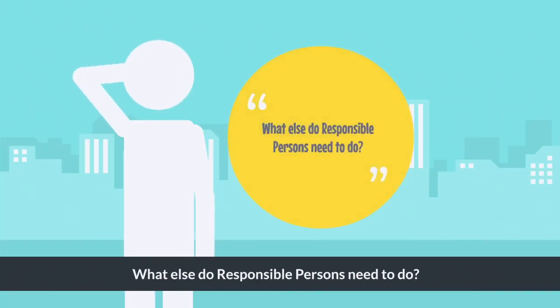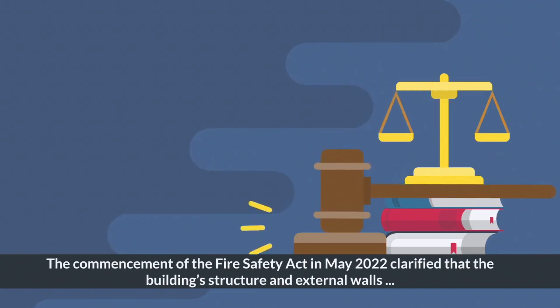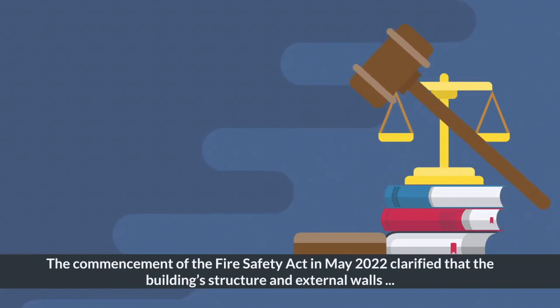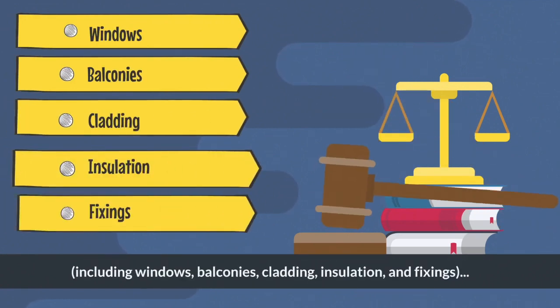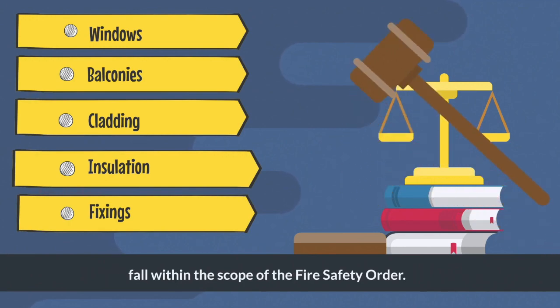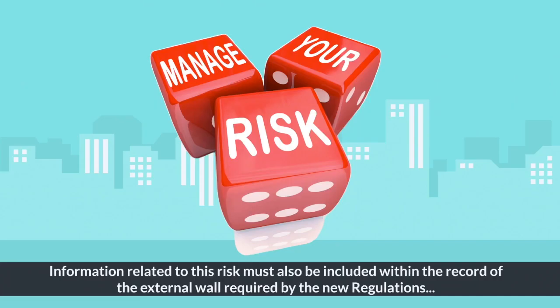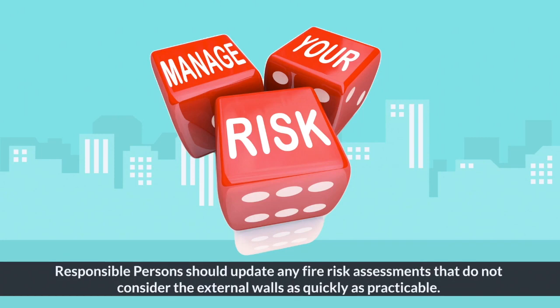What else do responsible persons need to do? The commencement of the Fire Safety Act in May 2022 clarified that the building's structure and external walls, including windows, balconies, cladding, insulation, and fixings, fall within the scope of the fire safety order. Information related to this risk must also be included within the record of the external wall required by the new regulations. Responsible persons should update any fire risk assessments that do not consider the external walls as quickly as practicable.